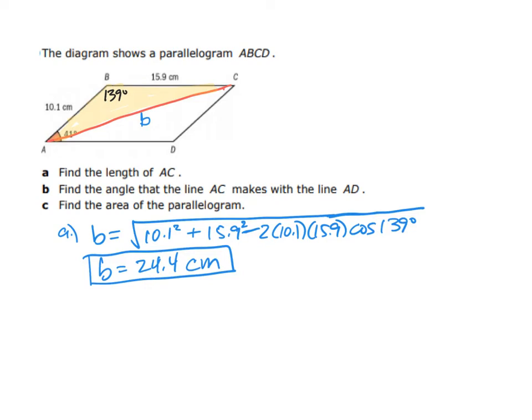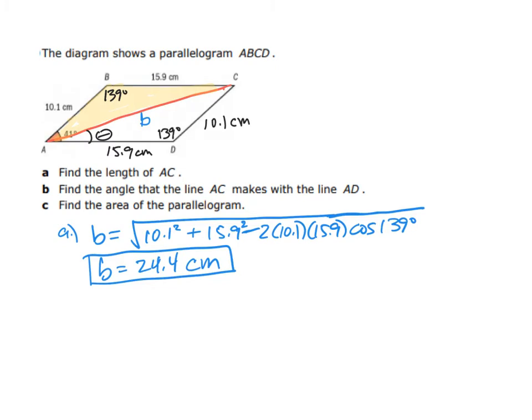And then part B says, find the angle that line AC makes with line AD. So here's line AC, and here's line AD. So let's call that angle theta. I'm going to label it. That's called theta. And then let's also label, you'll recall in a parallelogram that opposite sides are congruent and also opposite angles are congruent. Let me write that again so you can actually read it. That's supposed to say 10.1 centimeters. So this is a 139-degree angle.